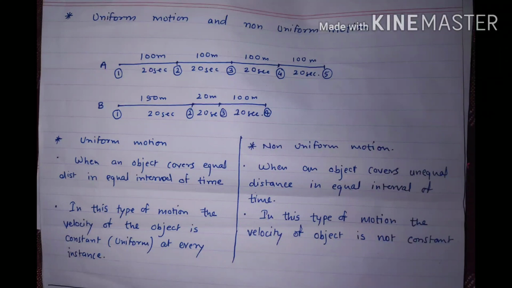But when we observe the motion of person B, we can see that in the first interval, that is from 1 to 2, the velocity of person B is 150 meter divided by 20 second, which is equal to 7.5 meter per second. But in the second interval, the velocity of person B is 20 meter divided by 20 second, which is equal to 1 meter per second. And in the third interval, his velocity changes to 5 meter per second. So we can see that the velocity of person A remains constant, whereas the velocity of person B is changing at every interval. Therefore the motion performed by person A is said to be uniform motion, whereas the motion performed by person B is said to be non-uniform motion.